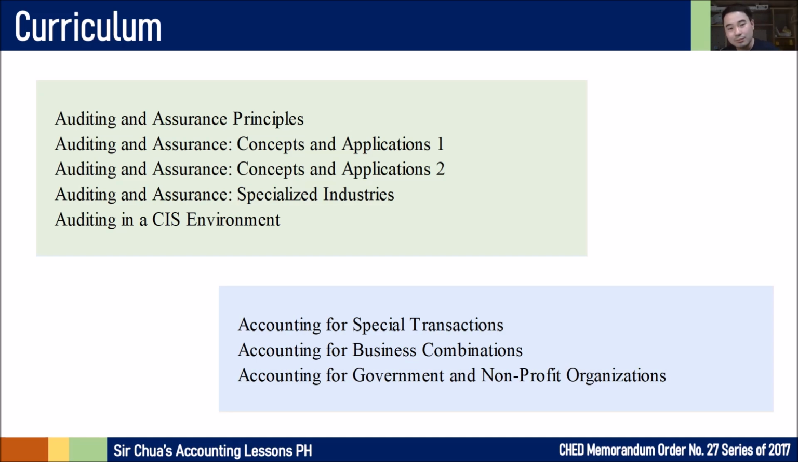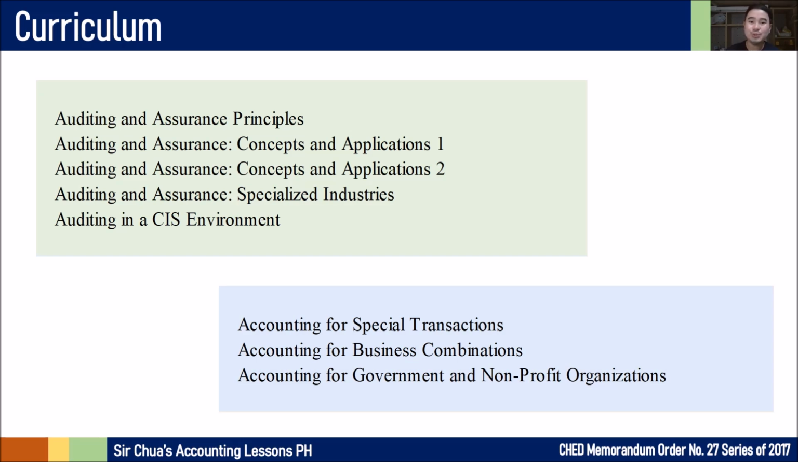So, yung isa theory, no, puro discussion lang, walang computation, and then yung isa mismong problems na with calculation. And then we also have auditing and assurance for specialized industries and auditing in a CIS environment. And then, meron po tayong tinatawag na special topics in accounting, which makes it advanced, no? These are advanced accounting courses. We have accounting for special transactions, accounting for business combinations, and accounting for government and non-profit organizations. So those are special topics in accounting, which makes them advanced, no? Those are advanced accounting courses as well.